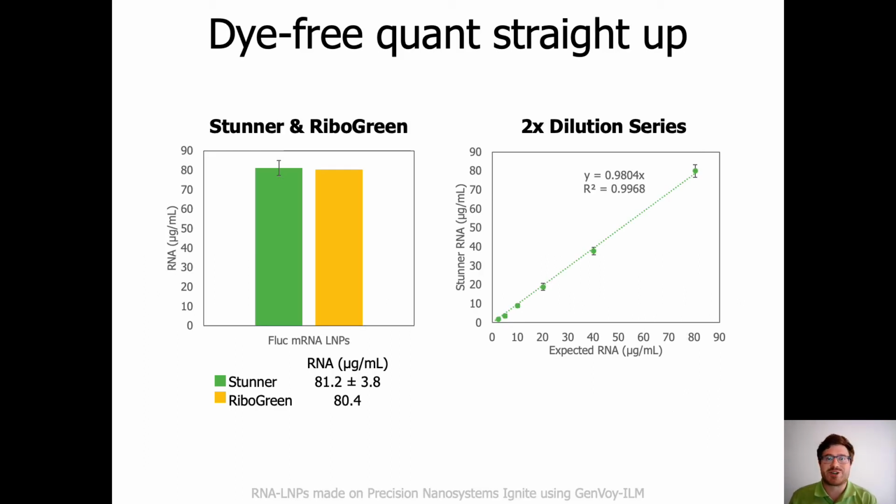Stunner's RNA concentrations agree closely with the total messenger RNA concentration determined by RiboGreen. A twofold dilution series of Firefly luciferase mRNA LNPs showed highly linear results down to 1.2 microgram per ml. Error bars are plus or minus 1 standard deviation.